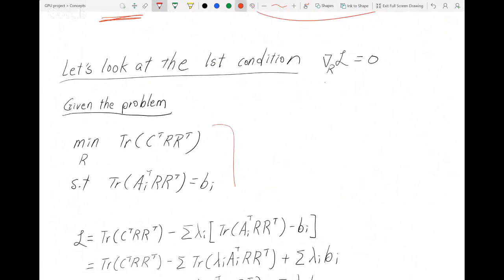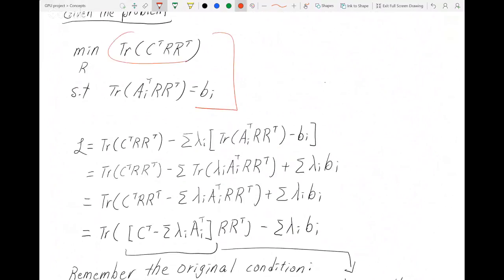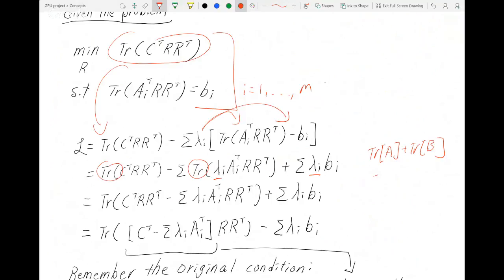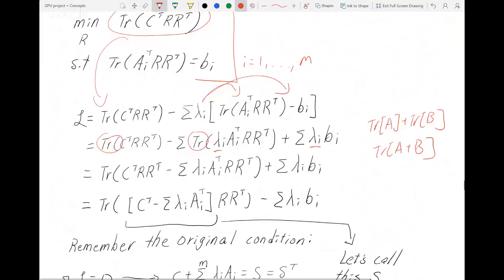So here's the problem. And like always, when in doubt, you just write out the Lagrangian. So the Lagrangian, this goes here, and this goes here. Now, i equals 1, 2, ..., m. So there are m conditions here. So the first thing I do is I multiply here and multiply here. So you see, they're separated. And then I combine the trace. Now, like always, you know, trace of A plus trace of B is equal to trace of A plus B. So you can see I combine two traces into one.